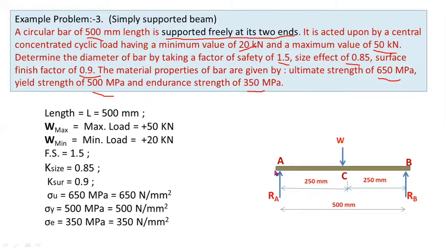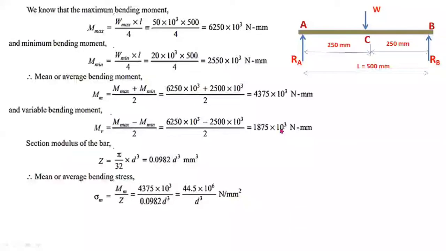Okay, bending moment at A is 0, bending moment at B is 0. Now the maximum bending moment will occur at mid span. That means the bending moment at C is the maximum bending moment. From the given question, you have to find out the value of maximum and minimum bending moments. So at point C, the maximum bending moment will occur.